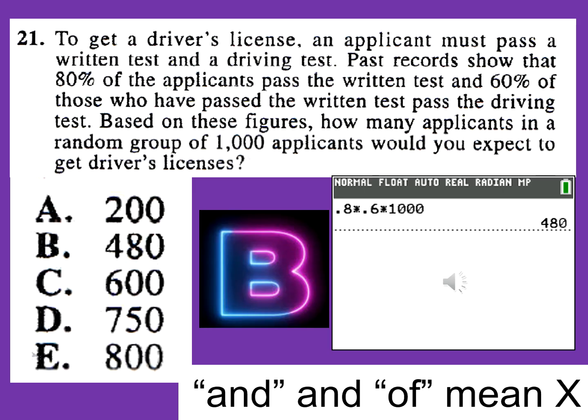So there are two things in this problem that basically are giveaways on what we've got to do. Passing a driving test and a written test means times. What's more, when you're dealing with percents, of means times also, like 80% of the 60% pass. And so this is going to be a multiplication problem, and what I do is I take 80% times 60%, or 0.8 times 0.6 times 1,000. That gives you 480, and that's the answer.